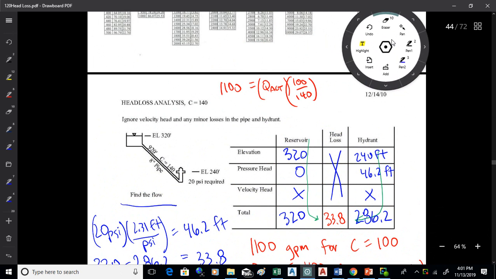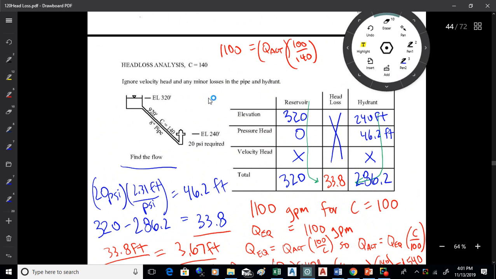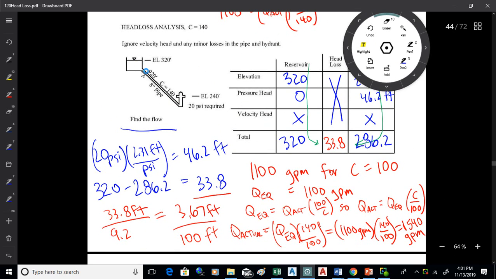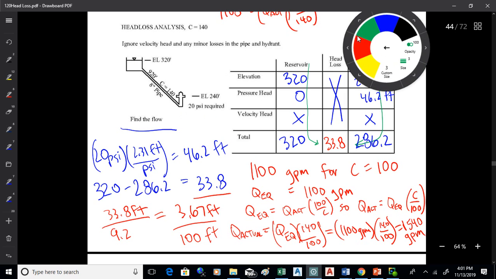So what we've got here, as for a lot of the stuff we've been going over, is an open reservoir at 320 feet, a hydrant at 240 feet. Those are the elevations. We need 20 psi in the hydrant, so that's a requirement for pressure called the required residual pressure there. Okay, so there's the elevation at the reservoir, elevation at the hydrant, required pressure at the hydrant. And instead of C100 pipe now, we've got C140 pipe, so a smoother pipe, 8-inch, 920 feet long. We want to find the flow.